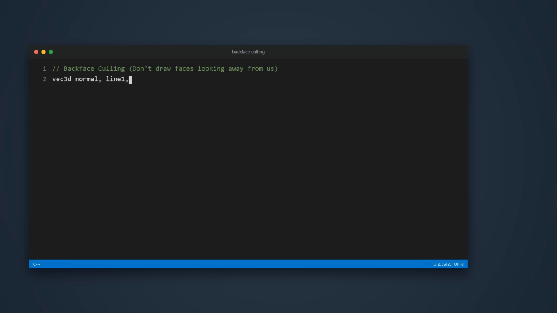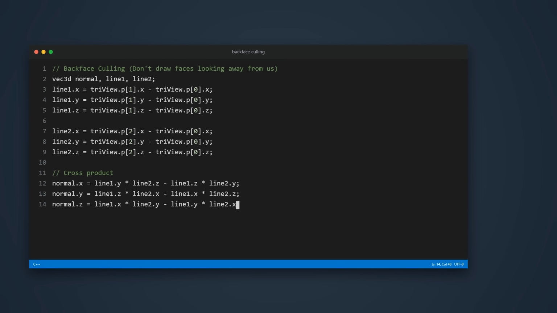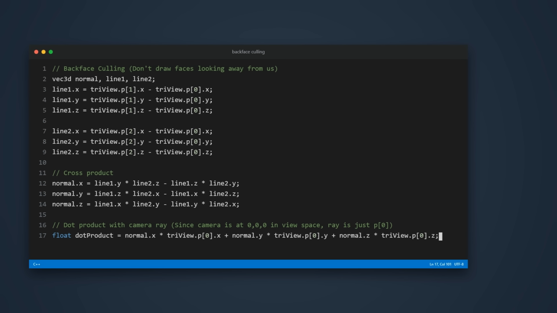Because we move the camera to 0, 0, 0, our backface culling gets a neat upgrade. The line of sight ray from the camera to the triangle is literally just the coordinate of the triangle's first point. We take the dot product of the face's normal vector and that point. If the result is greater than 0, the face is looking at us, and we proceed.